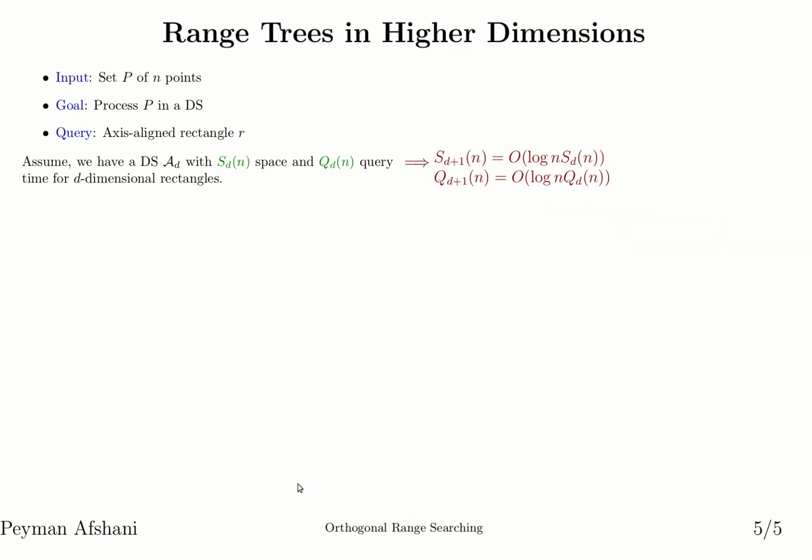To summarize, with these range trees, if I have a data structure with this much space and this much query time, I can get a d plus 1 dimensional data structure where these parameters are increased by a log n factor. I can plug this in using the results that I know. In one dimension, using a balanced binary search tree, I can have linear space and log n query time. And if I keep using these range trees, I will get that in d-dimensional space, my space is n times log to the d minus 1 of n, and the query time is log to the d of n.